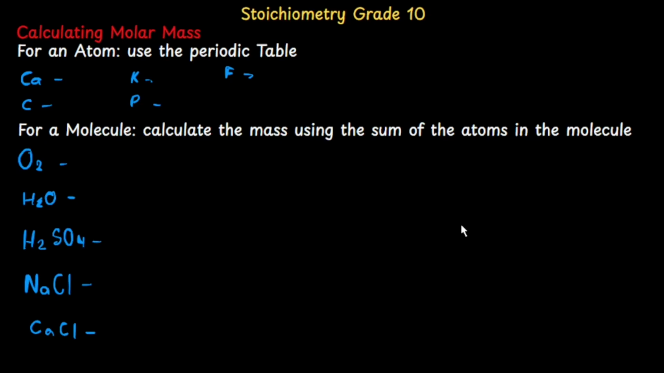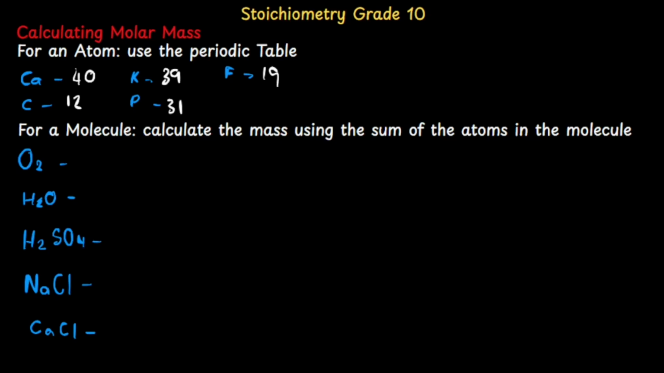So I've grabbed my periodic table and I'm looking at the elements that I have listed here on the screen. Looking at the first one, we have calcium. If I look for calcium on my periodic table, I would obtain a mass of 40. So I'm going to just write 40 down. If I'm looking at carbon, I'll have a mass of 12. If I'm looking at potassium, which is K, I'll have a mass of 39. If I'm looking at phosphorus, it'll have a mass of 31. And if I'm looking at fluorine, it'll have a mass of 19.